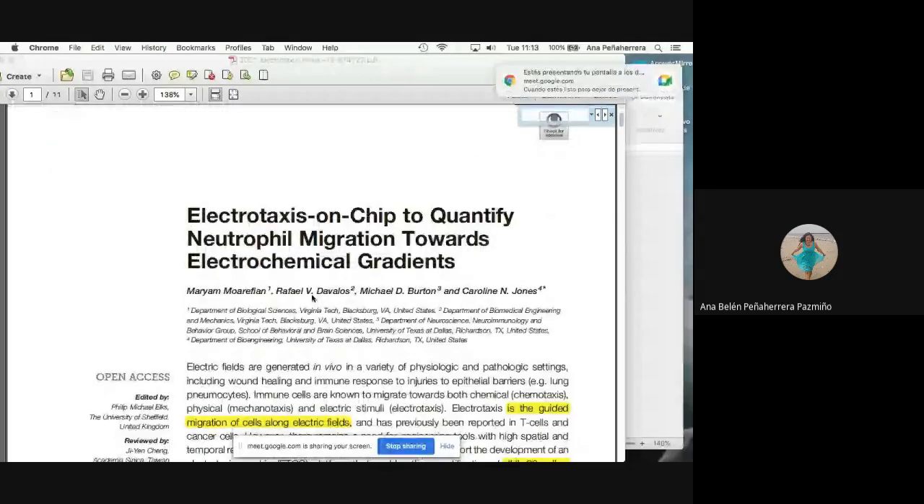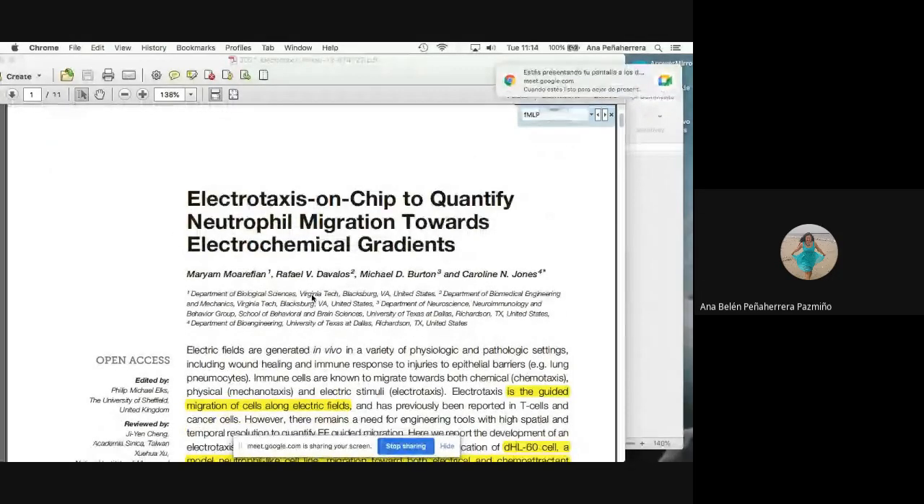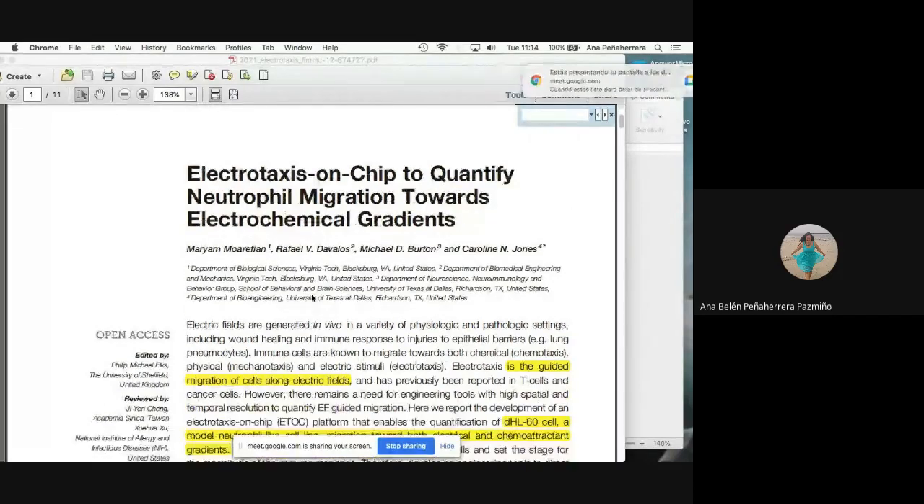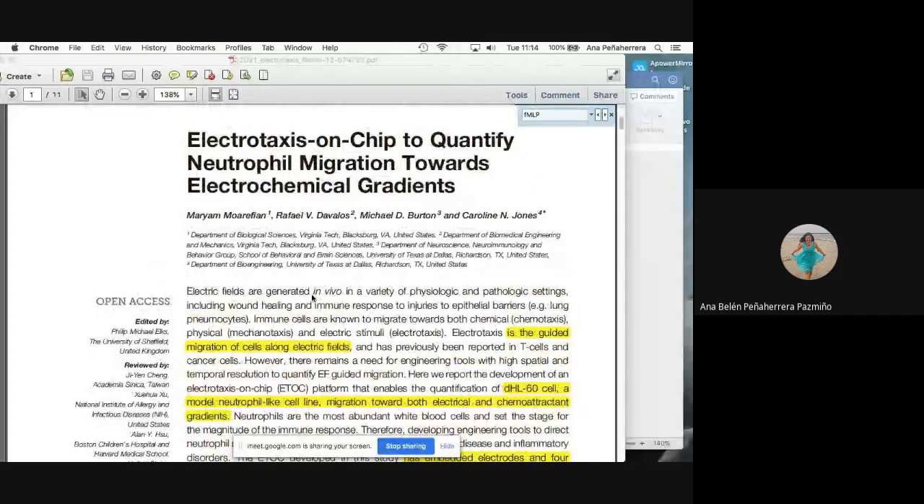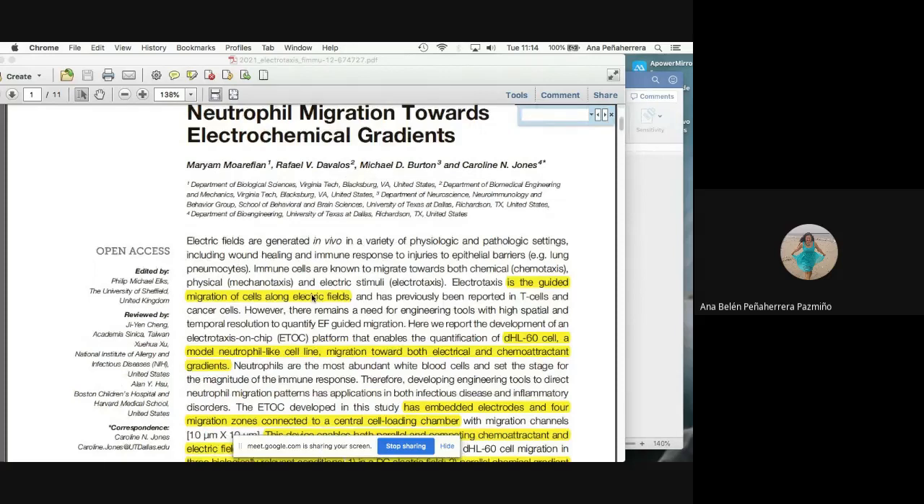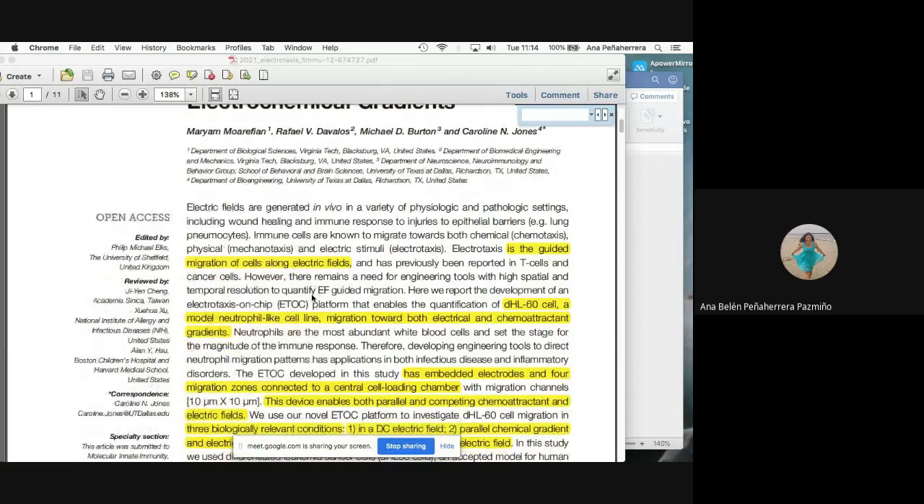Today, I would like to talk about this topic, electrotaxis on chip to quantify neutrophil migration towards electrochemical gradients. So, electrotaxis is a guided migration of cells, and cells migrate, for example, when there is a wound. So cells migrate for healing and also for the immune response.